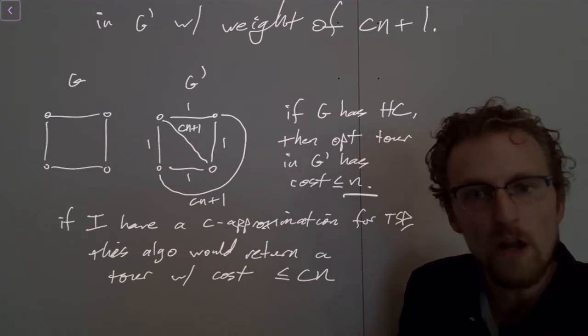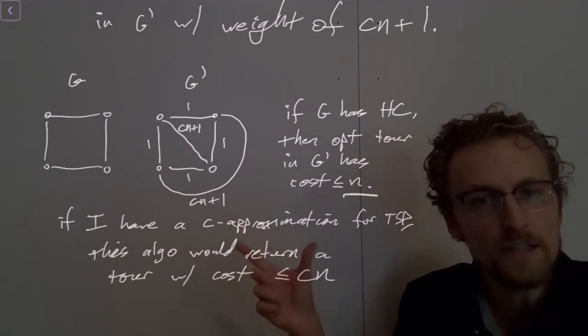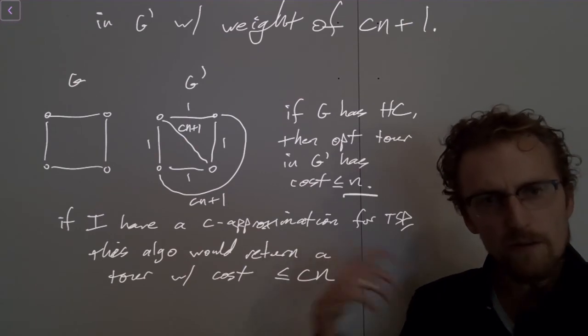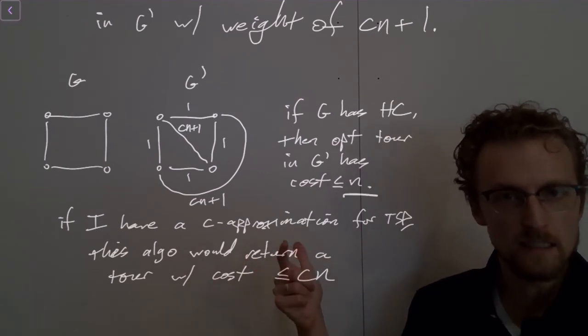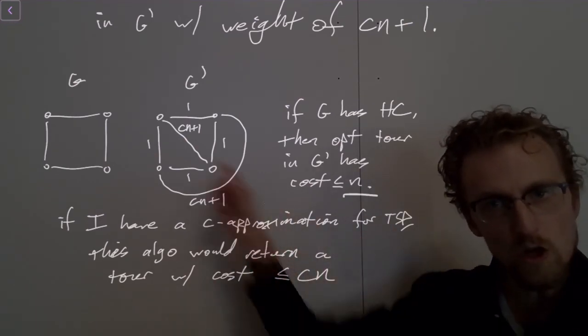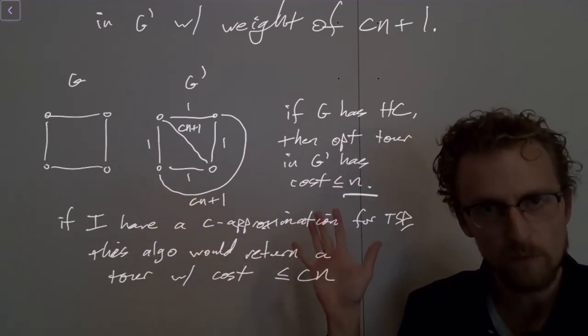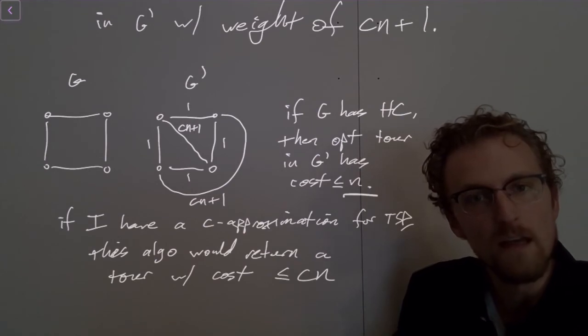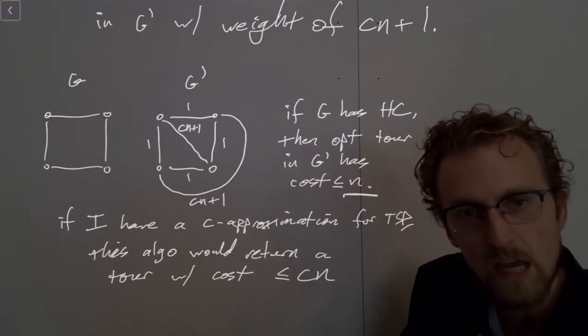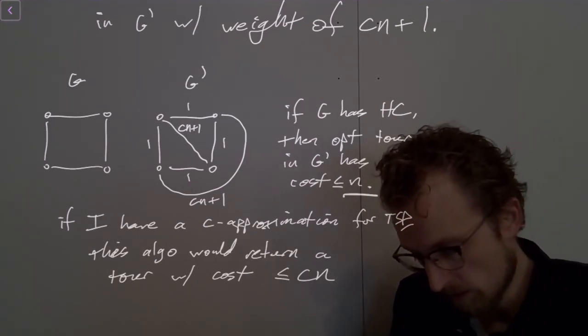Well, we need to show that our C approximation could also identify no instances. Because if it ever misclassifies a no instance of this problem as a yes instance, then it's not solving the Hamiltonian circuit problem, right? So what happens if we feed a no instance of the Hamiltonian circuit problem into our reduction?